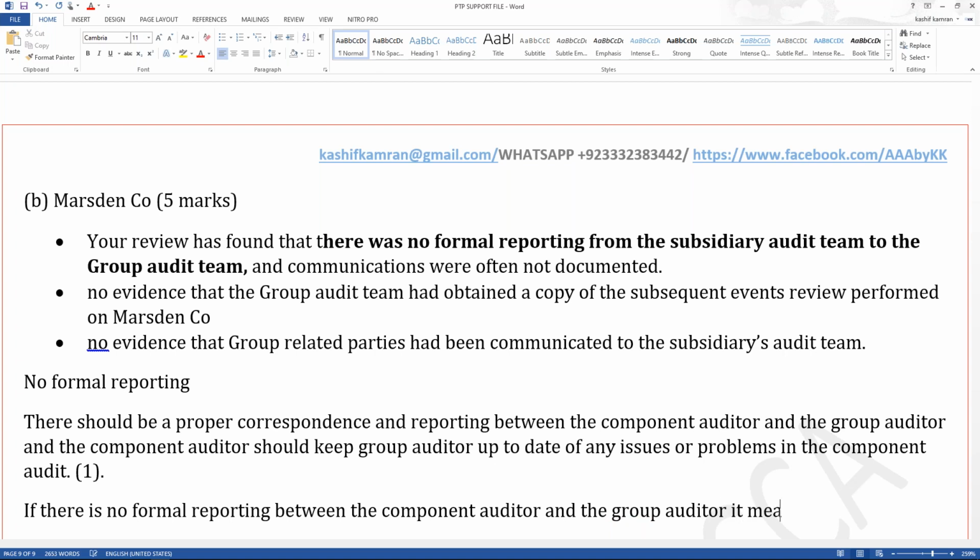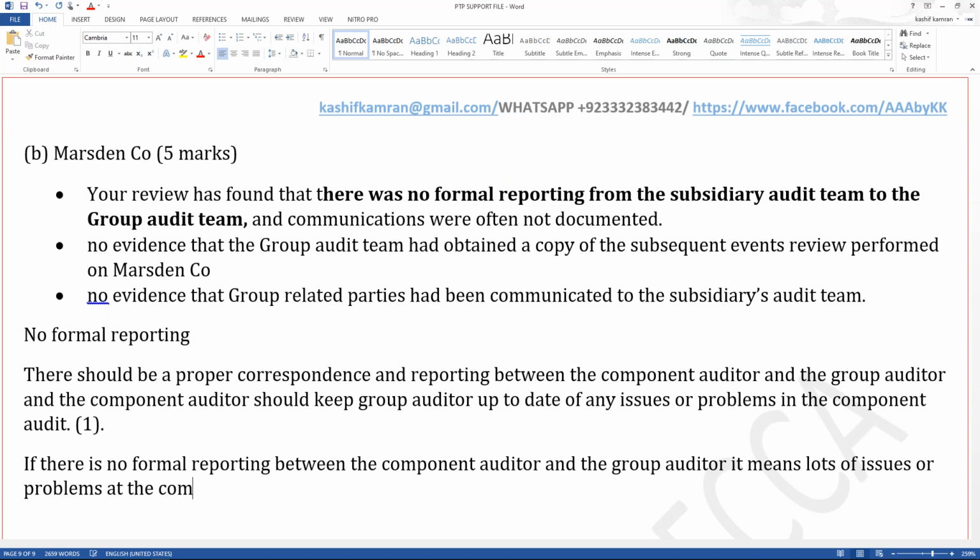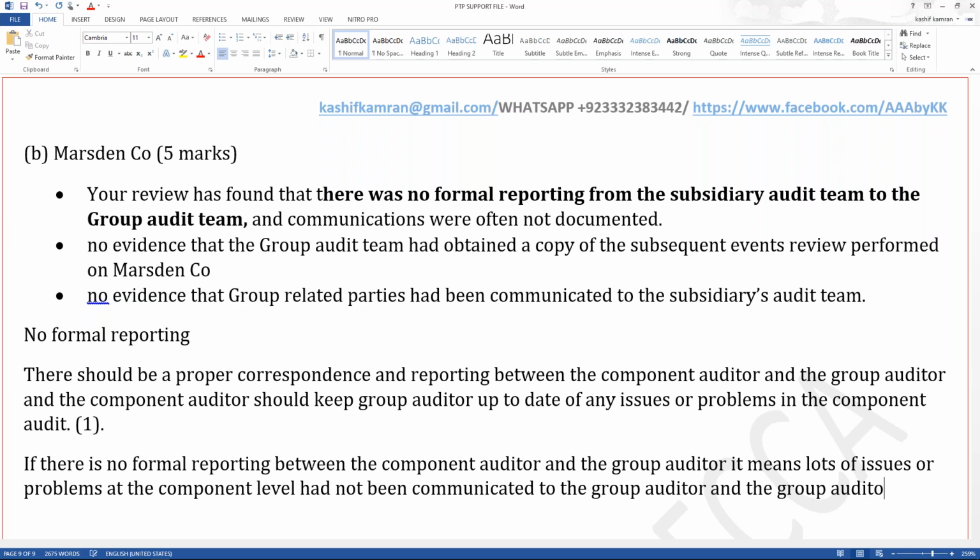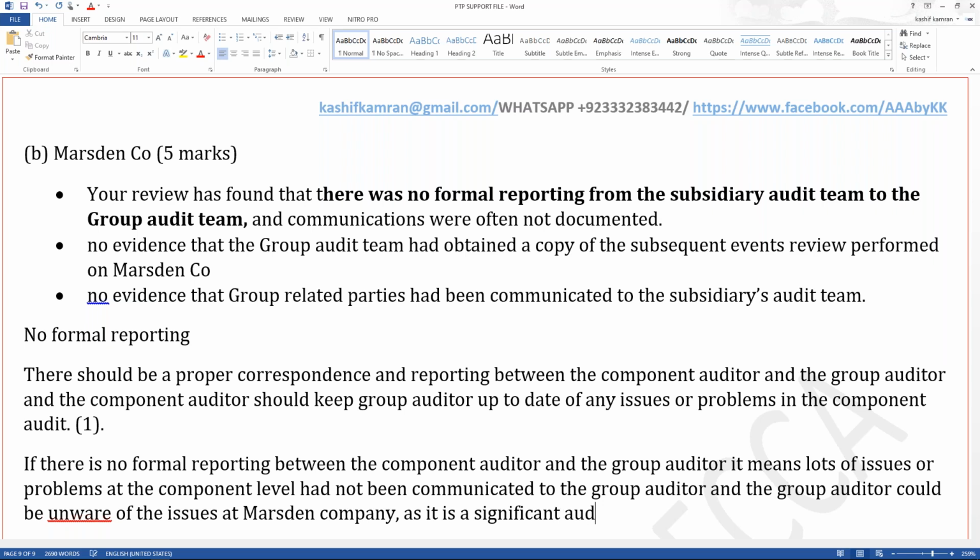it means lots of issues or problems at the component level had not been communicated to the group auditor, and the group auditor could be unaware of the issues at Marsden company, as it is a significant subsidiary. I hope you read the case yesterday. Examiner told us that every subsidiary is significant.